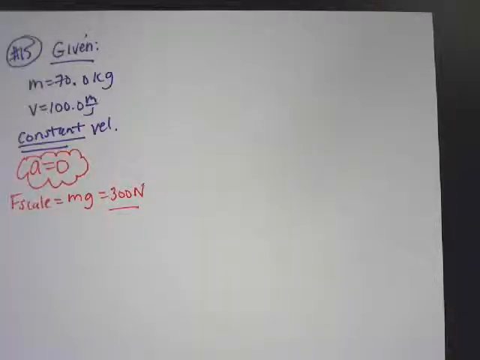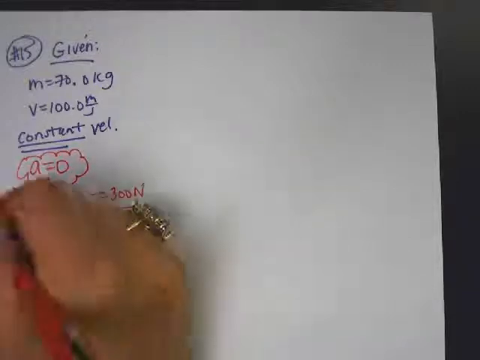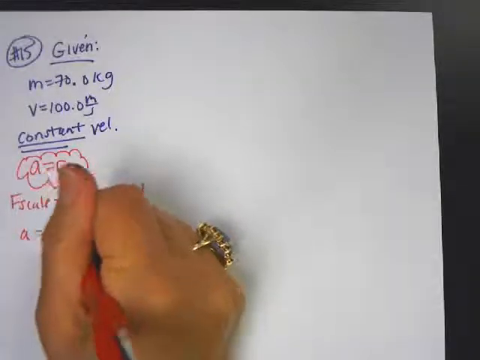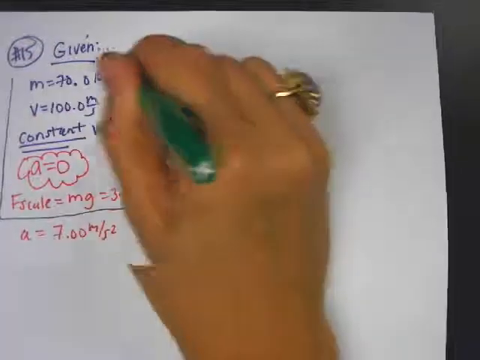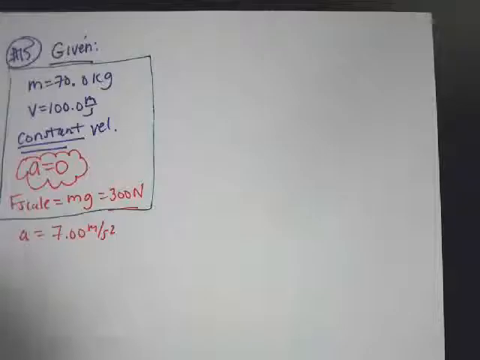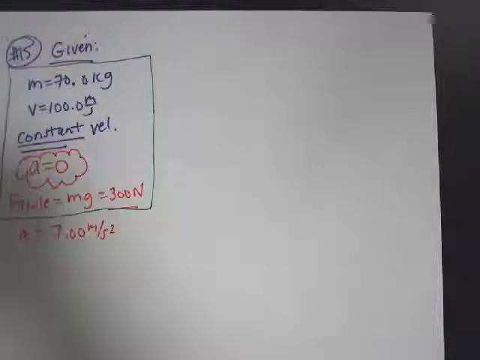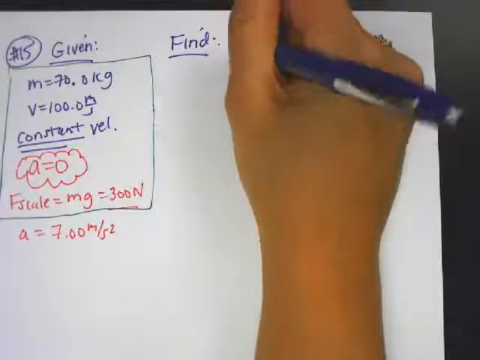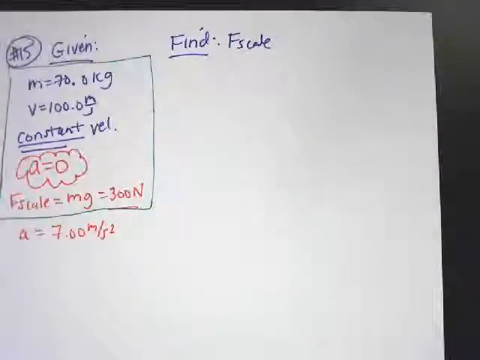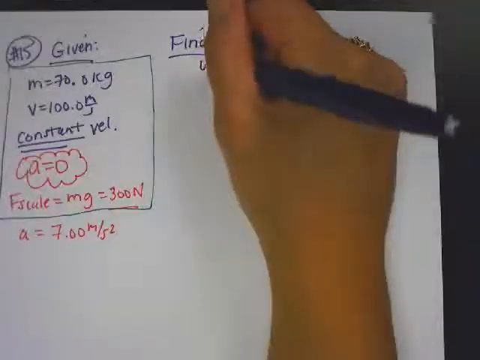So now it says the ship then accelerates away from the planet at 7 meters per second squared. So now my acceleration is going to be 7 meters per second squared. All this information is important, but then he starts to accelerate. What does the scale read now? So now I want to find the scale reading, but this is when it accelerates.